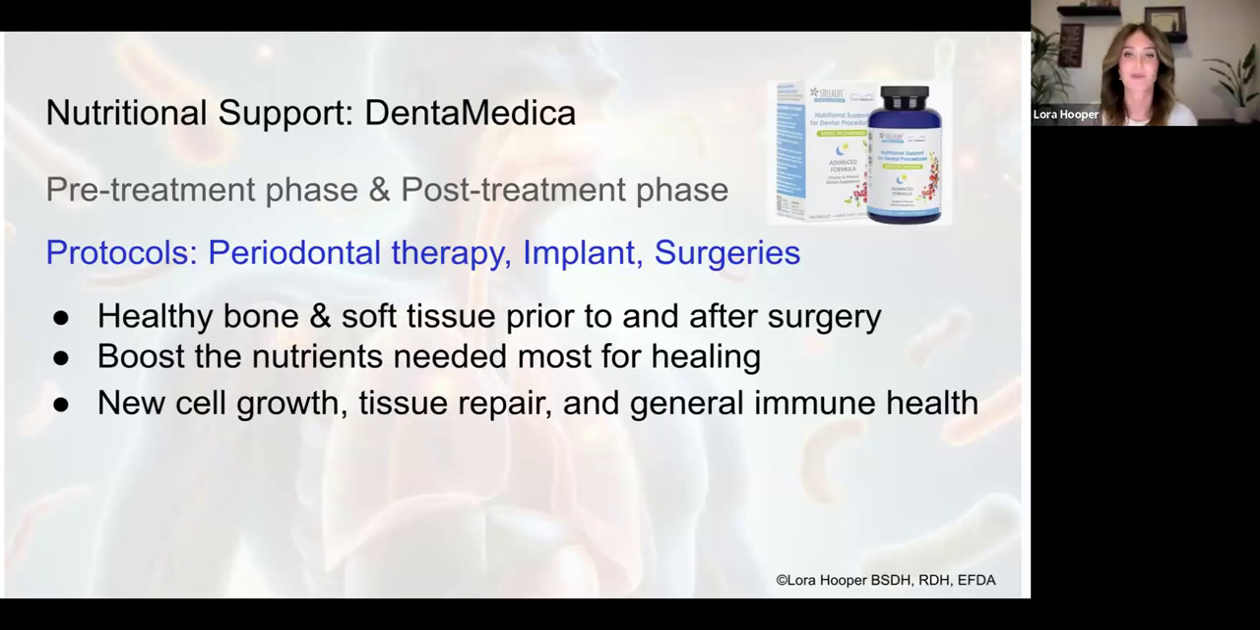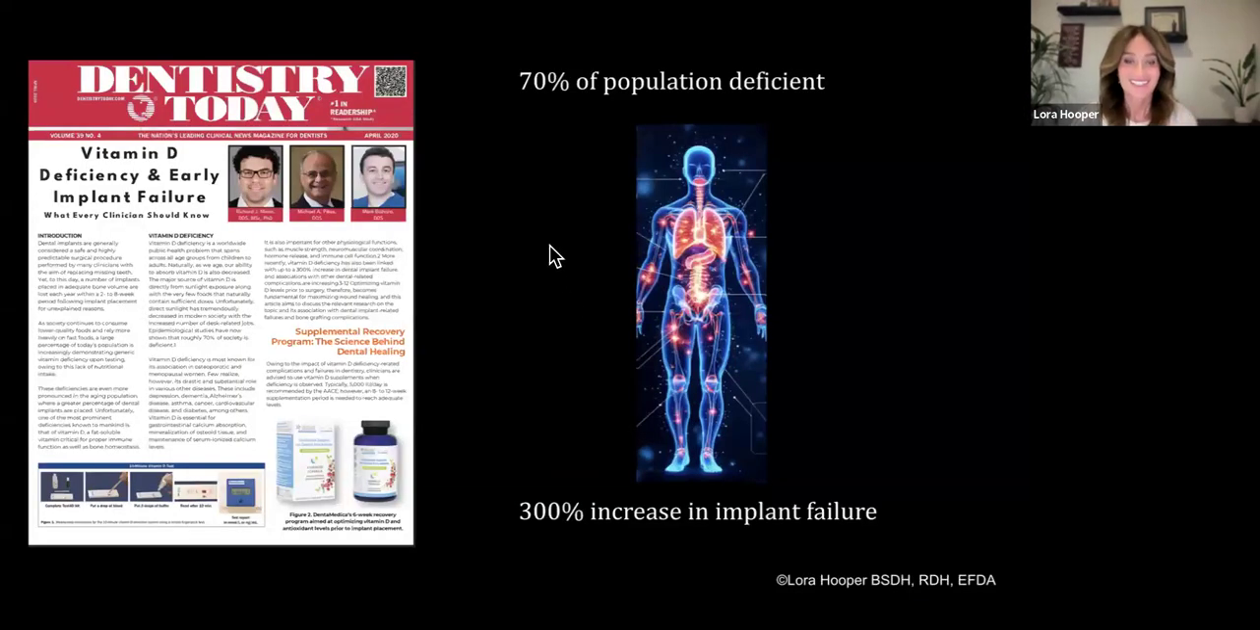And so the main thing is that we actually want to grow bone. We want healthy structures, right? We need these types of nutrients for healing to get cell growth, tissue repair, and really general immune health. In fact, Stella Life was part of a study that showed that when they tested patients, our average population, 70% of us are deficient in D3 alone. We need K2 and D3 to build bone, to heal, to fight off infection. In fact, if you're D3 deficient, you now have a 300% increase in your implant failing.